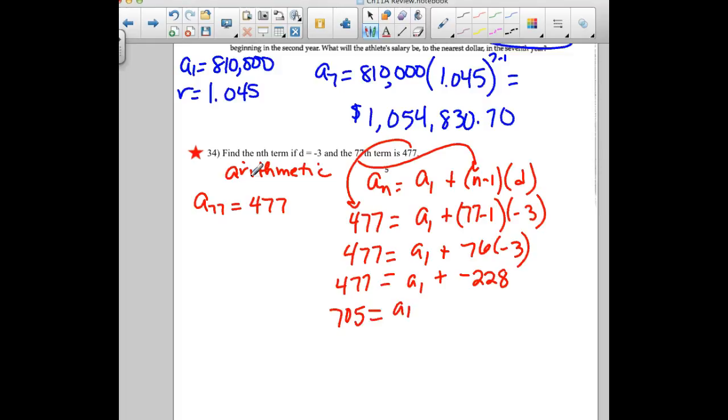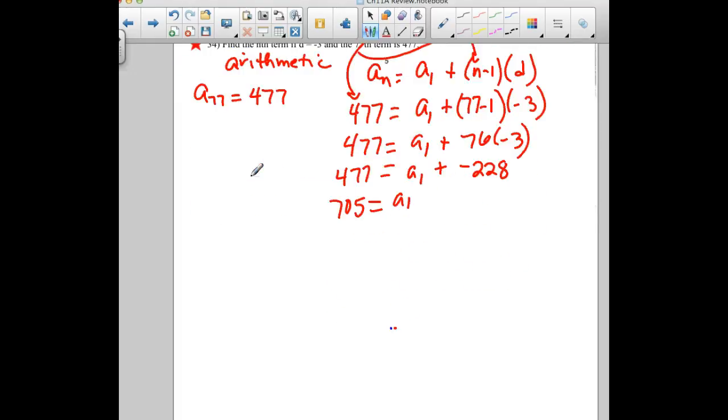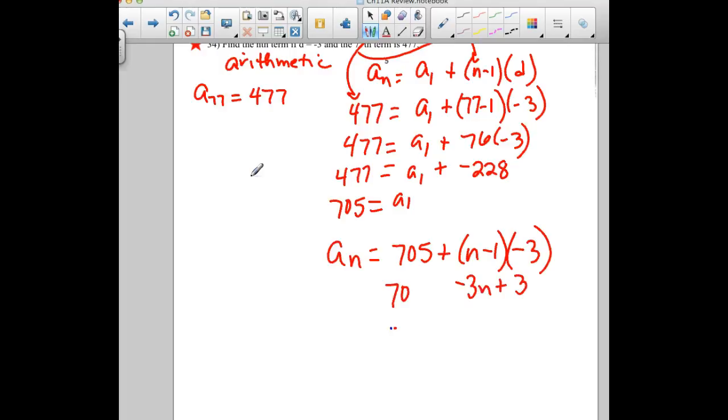And now we can write our formula. So a sub n equals the first term plus n minus 1 times our common difference of -3. Distributing, we've got -3n plus 3. And combining like terms, we end up with an nth term of 708 minus 3n.